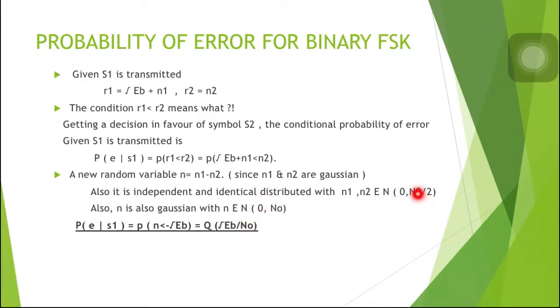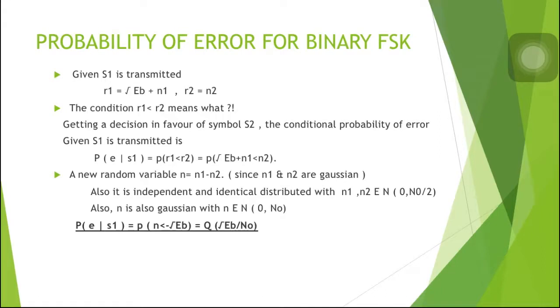Okay, so this is N naught. It might look like an O, but it is actually N naught here. So what is the probability here? The probability of error when S1 is transmitted is P(e|S1), equal to P(n less than minus square root of Eb), which equals Q of root of Eb upon N0.